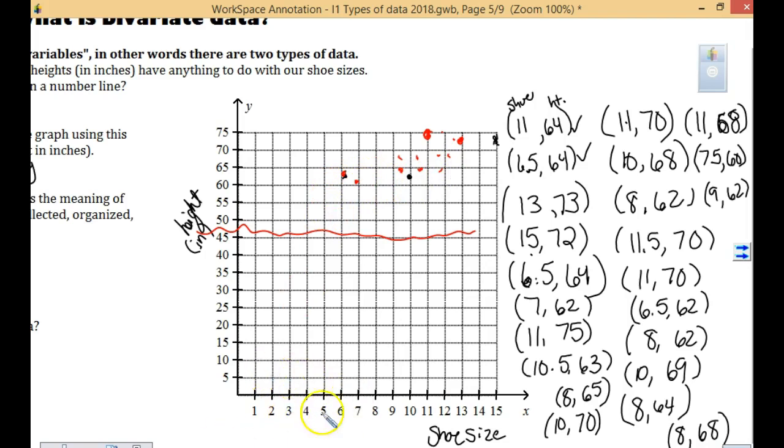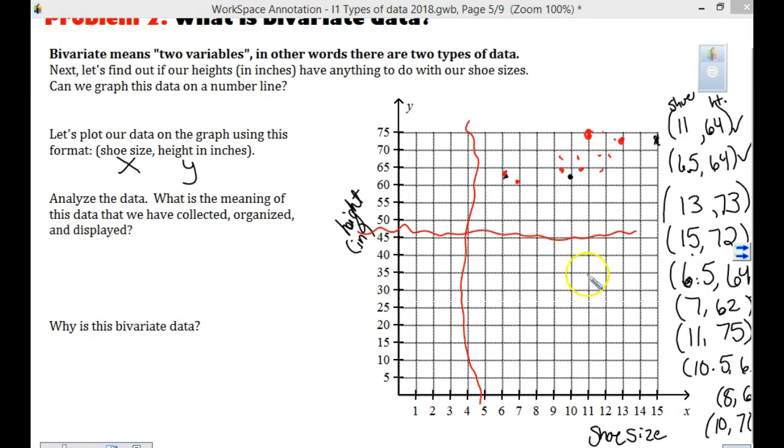Now, again, with our shoe sizes, we really don't have anyone below like the 5 foot, right? So all of our data is going to be up here. So sometimes when you are graphing something like that, we might change our scale and we might make a broken graph.